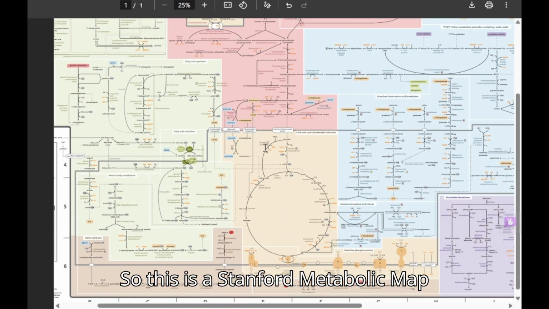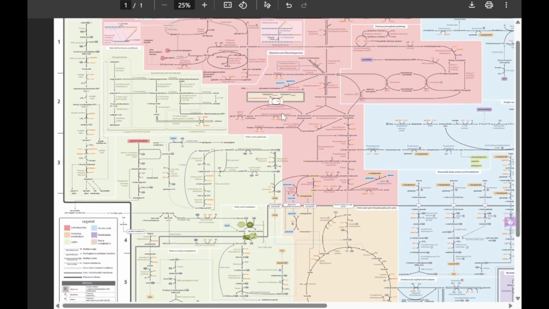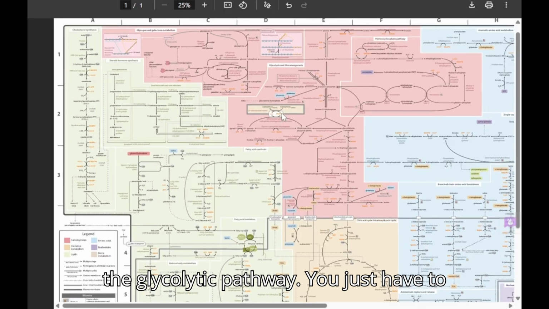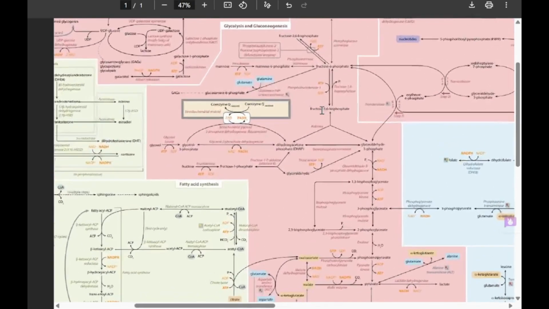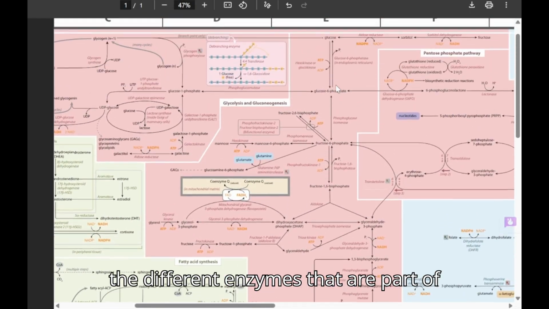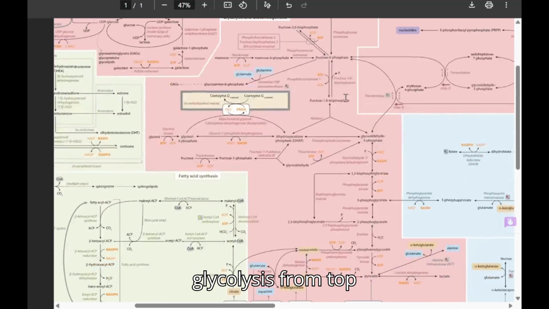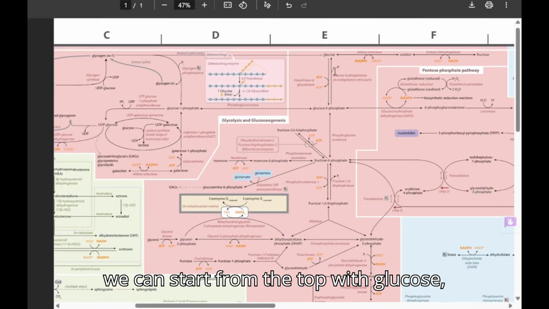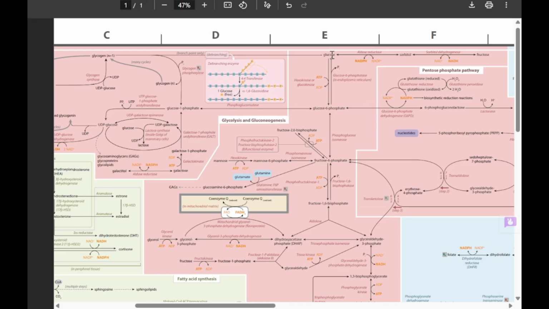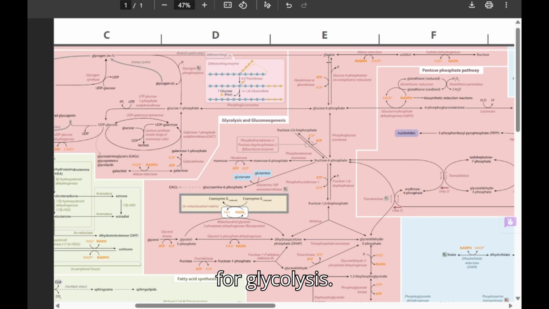So this is a Stanford metabolic map, and in order to find the glycolytic pathway, you just have to find this particular area of the map and then zoom in. And you can already see that we have all the different enzymes that are part of glycolysis from top to bottom. And so we can start from the top with glucose, which is obviously our substrate for glycolysis.